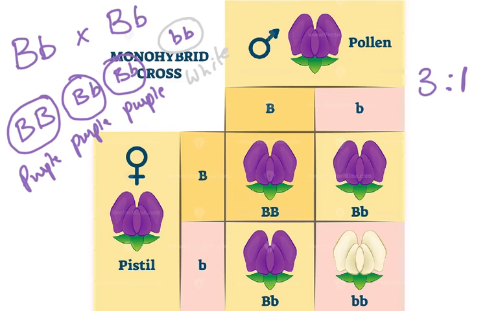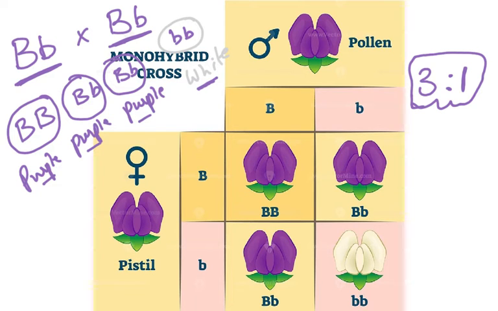Now coming to the monohybrid cross. This is a monohybrid cross. Mono means one, so you're only discussing one phenotype. You're only discussing the color of the petals. So they can be either purple or white. Now, when do you get a 3:1? This is the important thing that you have to understand. 3:1 you only get when one parent which is heterozygous is crossed with another parent which is heterozygous. So 75% of the flowers will be purple and 25% will be white.